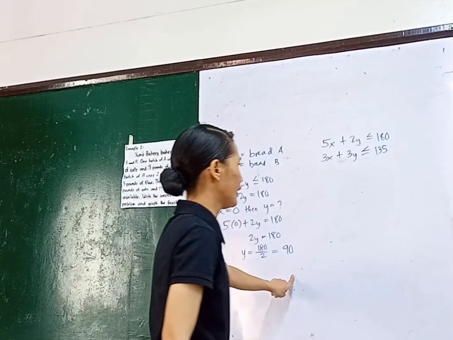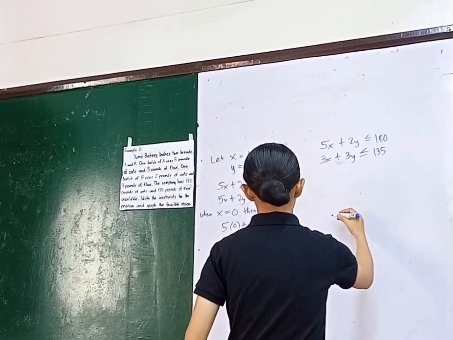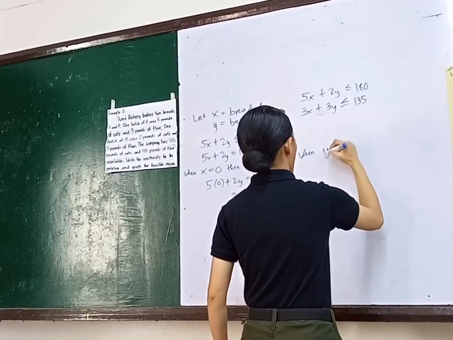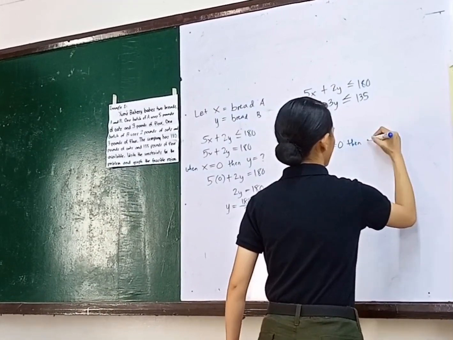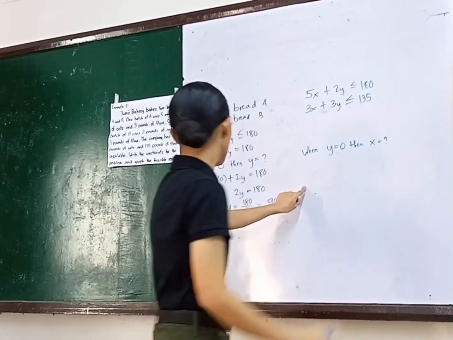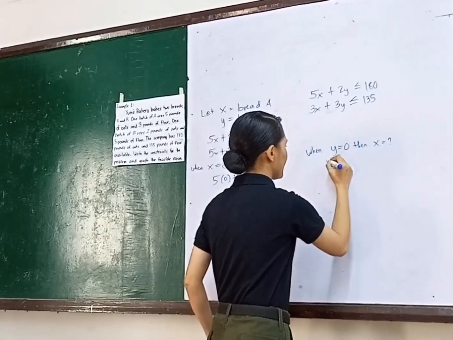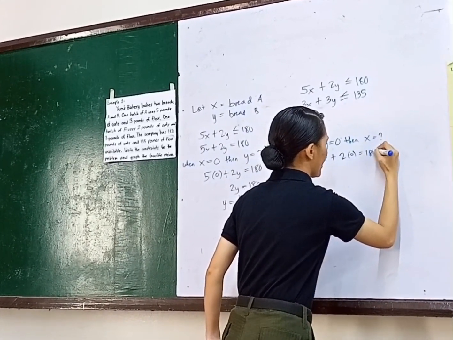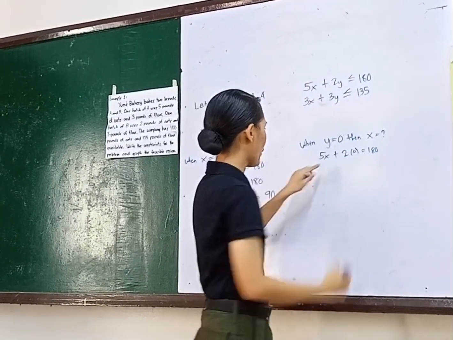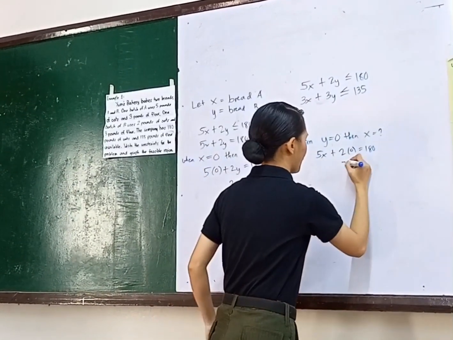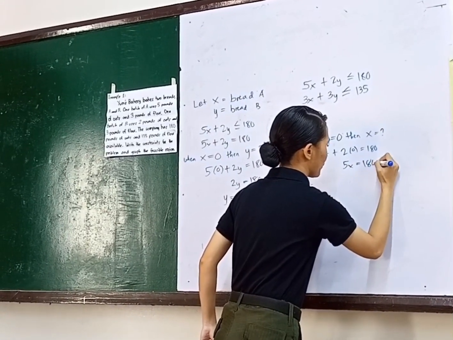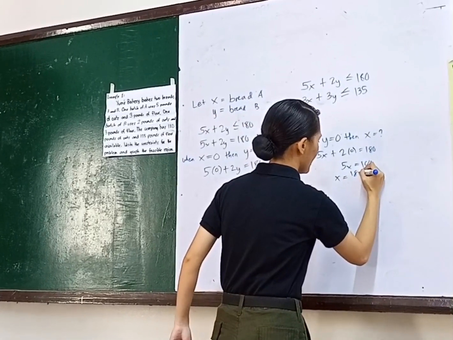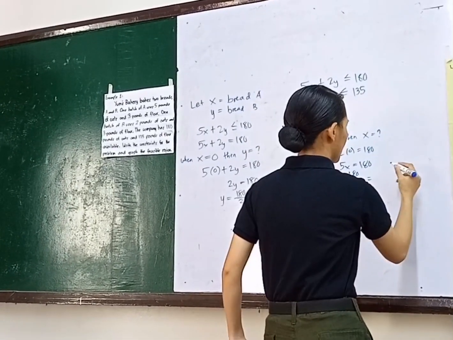And the next is when y equals 0, then x is blank. So 5x plus 2 times 0 equals 180. So 5x plus 2 times 0 is 5x equals 180. And then we divide. x equals 180 divided by 5, which equals 36.